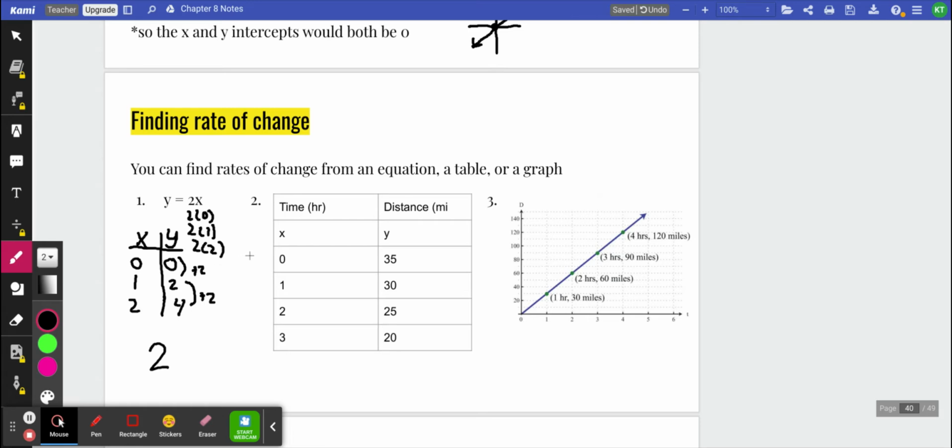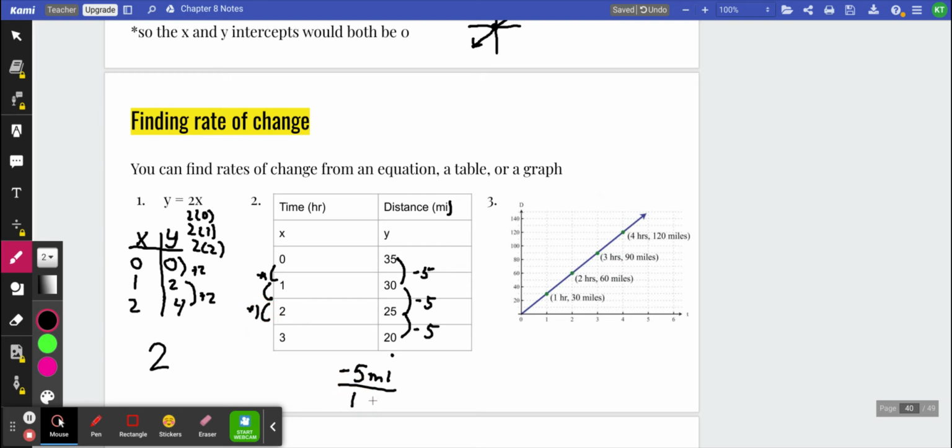This one gives us units, right? We have miles here and we have our hours here. So if I look at 0, it's 35. At 1, it's 30. 2, it's 25. 3, it's 20. So if I go here, it's going down 5, right? So it's decreasing by 5 miles. And here it's each by, right, 1 hour.